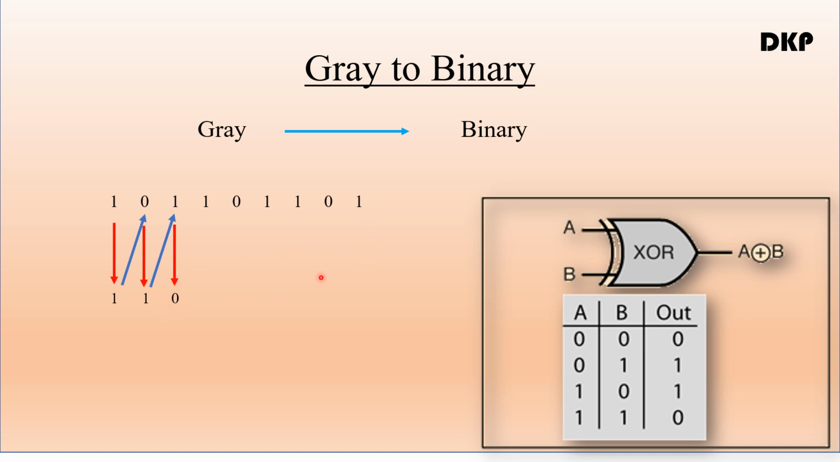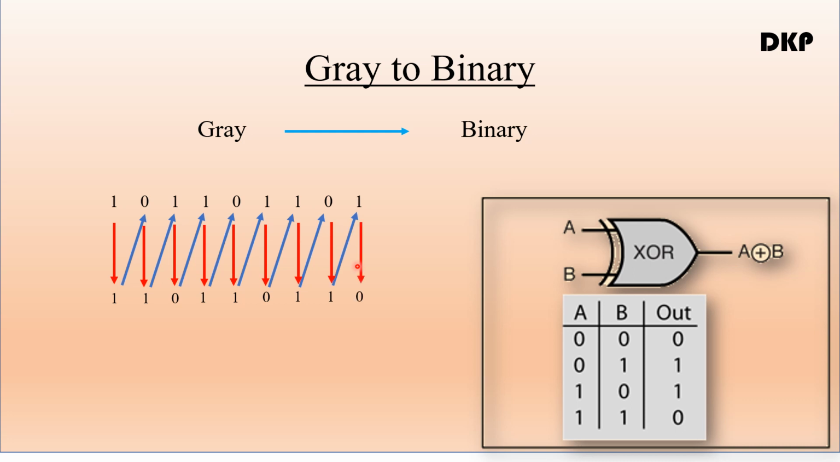So this output is XORed with the next bit. That is 0 XOR 1 will give you 1. 1 XOR 0 will give you 1. 1 XOR 1 will give you 0. 0 XOR 1 is 1. 1 XOR 0 is 1 again, and 1 XOR 1 is 0. So this is the binary equivalent of the given gray code.